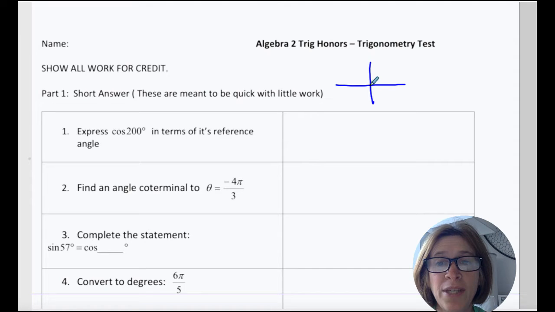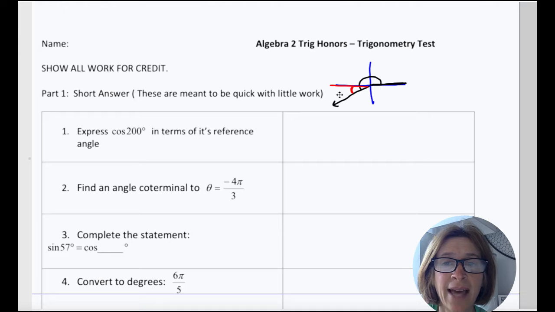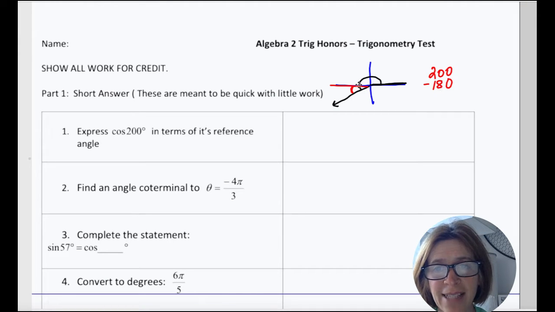So we always start our angles in standard position for trig. So that means the positive x-axis, I'm going to go around 200 degrees. So I'm going to be right about there. So that black line is the terminal side of the angle, okay? So the reference angle would be created with that angle and the x-axis. So we can see that it would be 200 minus 180, right? Because that's 180 degrees, so 20 degrees.